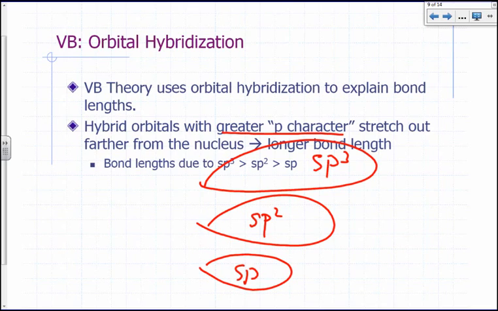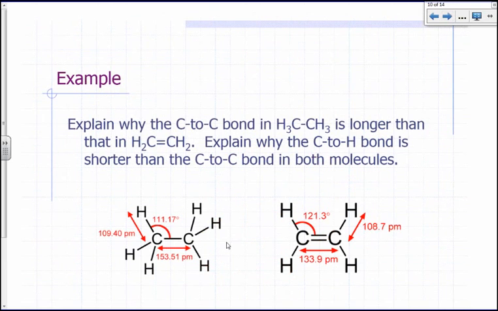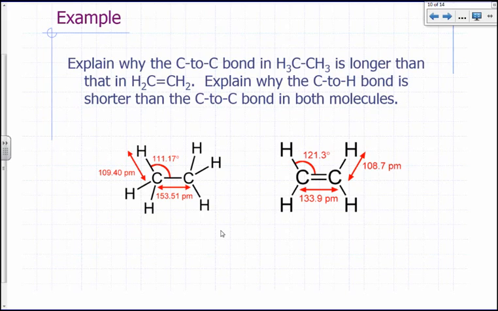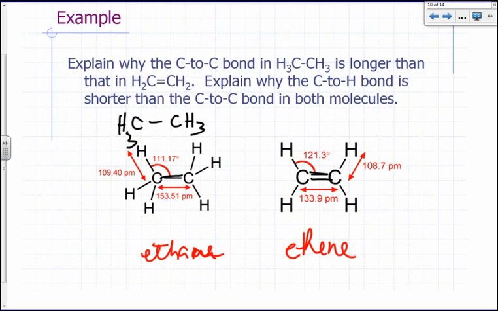If you have to compare two cases where in one case carbon uses sp3 for bonding and in another case it's using sp2, you would expect the bond involving sp3 to be longer, provided the other side of the bond is the same. So here's an example. Let's compare C2, this is ethane right here, and this is ethylene or ethene. And the difference between these two is that this is a single bond here and this is a double bond. So this is CH3 single bond CH3, and this is CH2 double bond CH2.